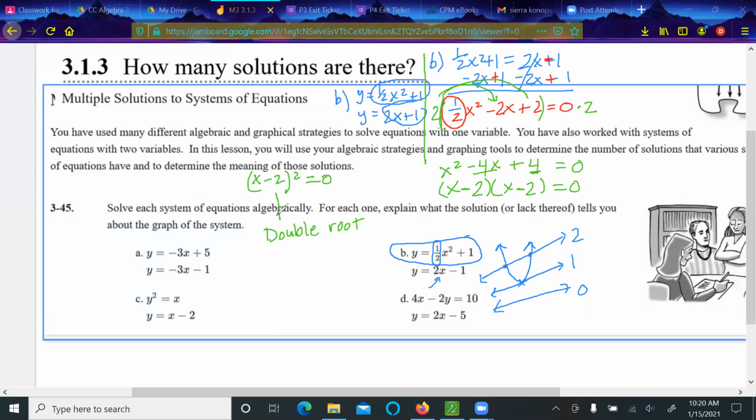This is called the double root, right? Because you end up getting the same thing. If I were to solve this, I would get x equals 2, x equals 2. It would be double, right? I don't need 2 of the same answer. So there's really just one answer.